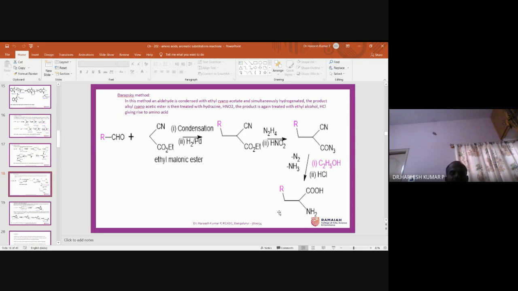So the Rapsi method means reaction of an aldehyde with ethyl cyanoacetate. A condensation followed by hydrogenation takes place. The obtained compound is treated with hydrazine to get hydrazide. The hydrazide is treated with nitrous acid to get an acid azide. The acid azide undergoes Curtius rearrangement followed by hydrolysis to give amino acid. This is about the Rapsi method of synthesis of amino acid.